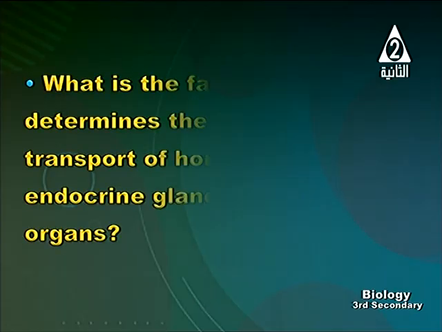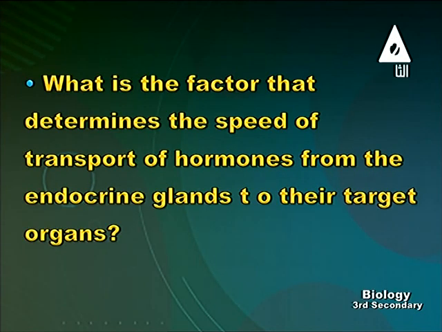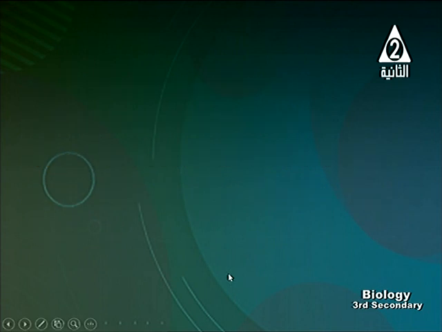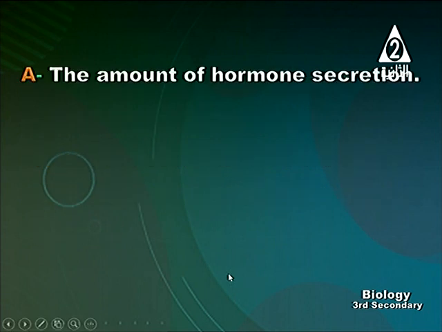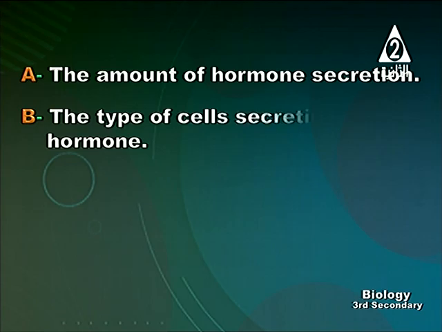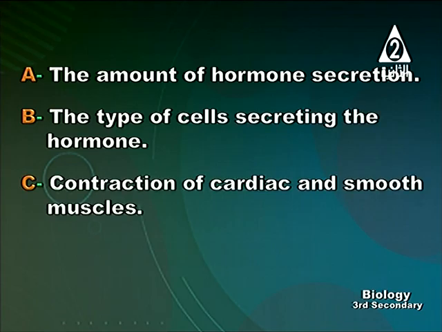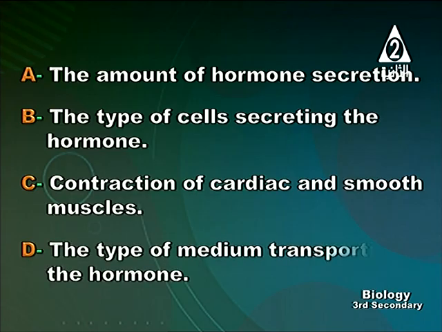The next question: what is the factor that determines the speed of transport of hormones from the endocrine glands to their target cells or target organs? Is it the amount of hormone secretion, the type of cells secreting the hormone, contraction of cardiac and smooth muscles, or the type of medium transporting the hormone?